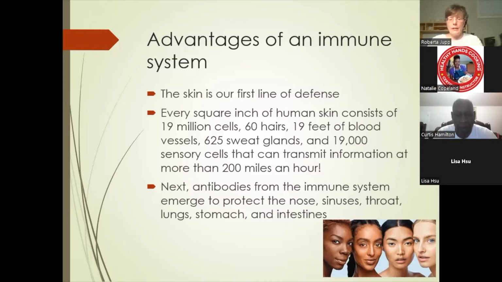Beyond that, our second line of defense is that we have antibodies from our immune system that protect our nose, our sinus. So the body does its best at the skin level, and then also in the digestive tract and in the respiratory tract, trying to keep anything from getting into our system that is going to harm us. So we have a lot of great layers of defense.